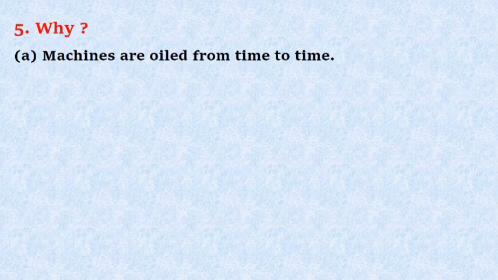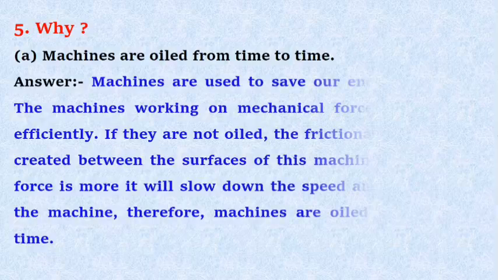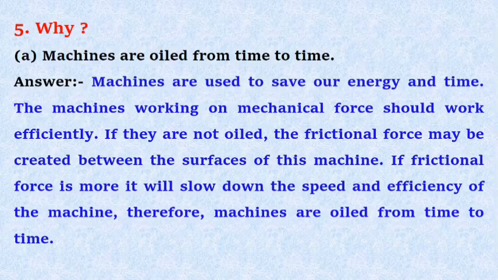Question number 5. Why? A. Machines are oiled from time to time. Answer. Machines are used to save our energy and time. The machines working on mechanical force should work efficiently. If they are not oiled, the frictional force may be created between the surfaces of the machine. If frictional force is more, it will slow down the speed and efficiency of the machine. Therefore, machines are oiled from time to time.